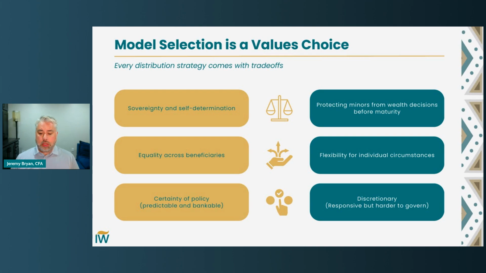And so these structures can be, how rigid do you want to be versus how flexible do you want to be, and how much do you want to align that at the outset? Again, not a right or wrong answer, but a trade-off to understand. And lastly is certainty of policy.